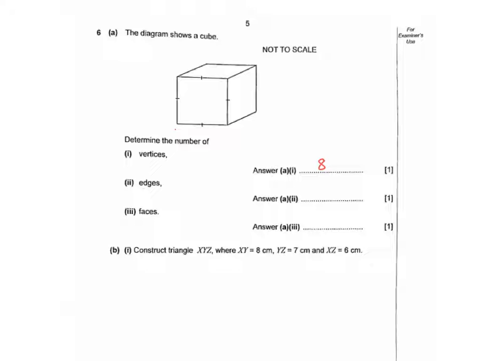Edges are these straight lines. These are what we call the edges of a shape. So we have 1, 2, 3, 4, 5, 6, 7, 8, 9, 10 on the other side, 11, and 12. So we have 12 edges. I repeat the edges: 1, 2, 3, 4, 5, 6, 7, 8, 9 the bottom there, 10, then 11, and 12 the bottom that side.